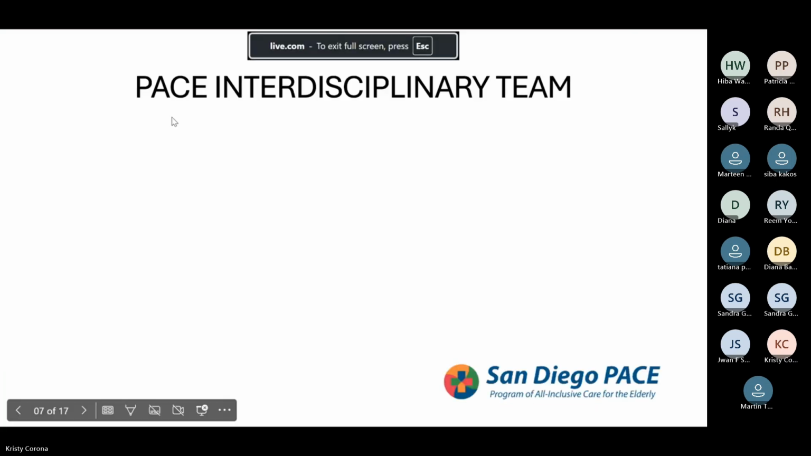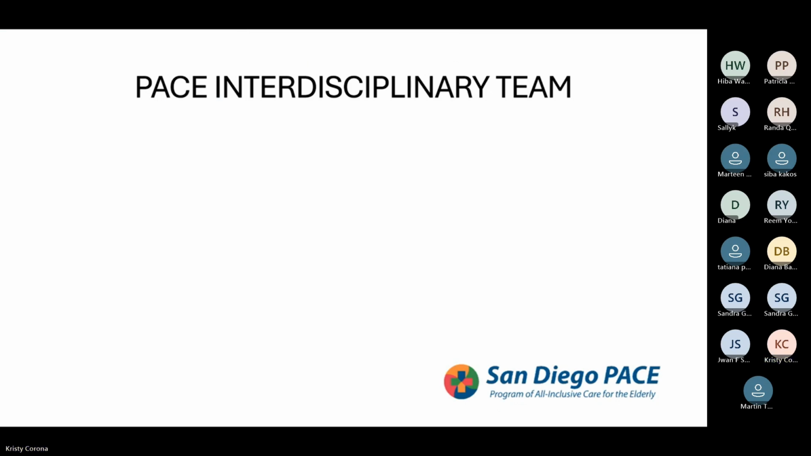Within PACE, we have the PACE IDT team, or interdisciplinary team, and there are meetings conducted at various points throughout the week or as needed depending on our participants. And this is where a lot of the service requests get addressed, including, for instance, when it comes to the caregivers. This would be where increased caregiver hours, or a change in a caregiver service, anything like that would be discussed.